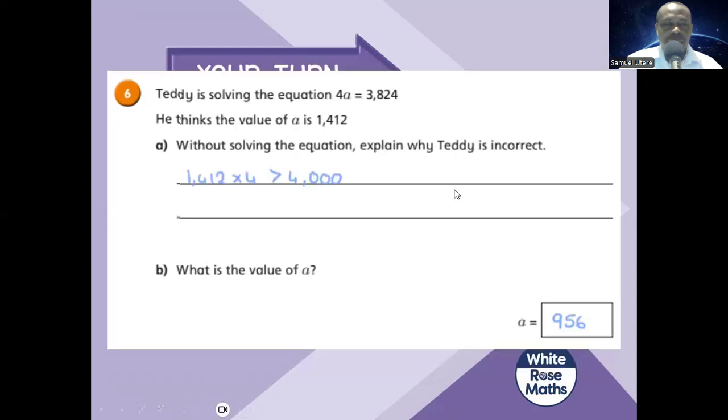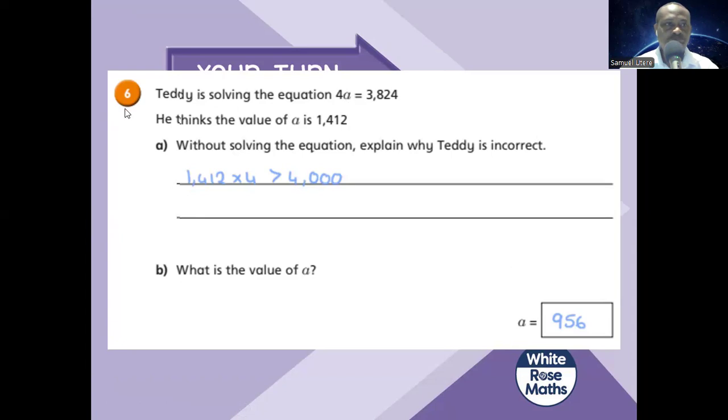Okay, here are the answers for question 6. Teddy is solving the equation 4a is equal to 3,384. He thinks the value of a is 1,412. Without solving the equation, explain why Teddy is incorrect. Remember what I showed you earlier on? Let's check it out.